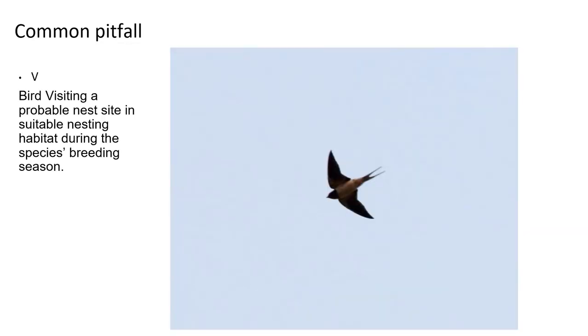Another one is a situation where you see things like barn swallows or rock pigeons flying in and out of a barn or a suitable nesting area. You can use the V code, visiting probable nest site, in situations like that. So that's one that kind of gets overlooked, but it's a good way to get things like barn swallows and rock pigeons up to a probable breeding evidence code.